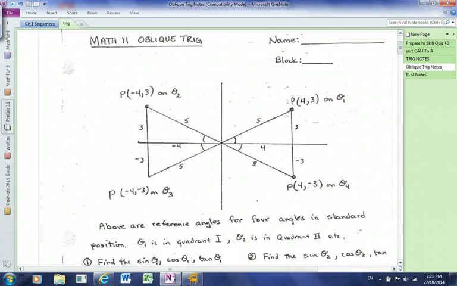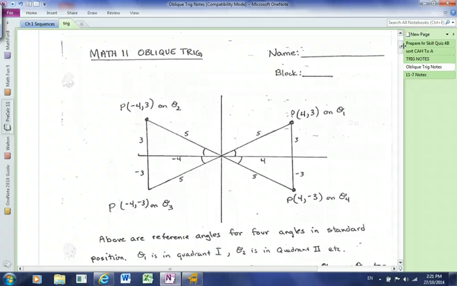All right, so first of all, don't draw this. Just watch up here for a moment, okay? You're not going to draw this because it's just going to muck up your drawings, okay? I just want to remind you that in standard position, that would be theta 1. This would be theta 2.